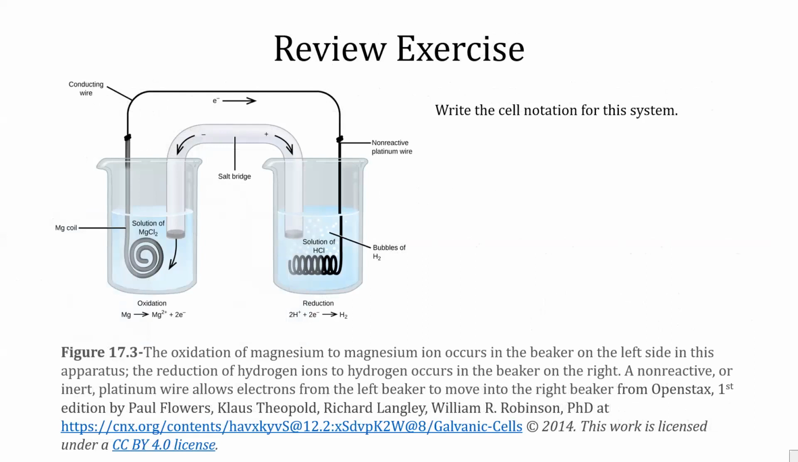Here is a review exercise for you to work on. Write the cell notation for this system. The left cell is the oxidation of magnesium, and the right cell is the reduction of hydrogen ion with Pt as an inert electrode.